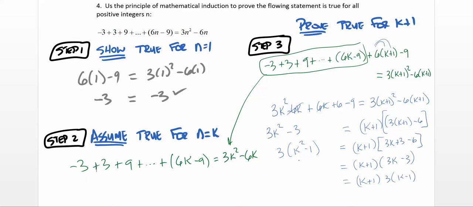Now if you look at this, that's exactly what this says, because this is 3 times k plus 1 times k minus 1, because that's the difference of two squares. Therefore, they are now equal, and we have shown this is true for all integers n.